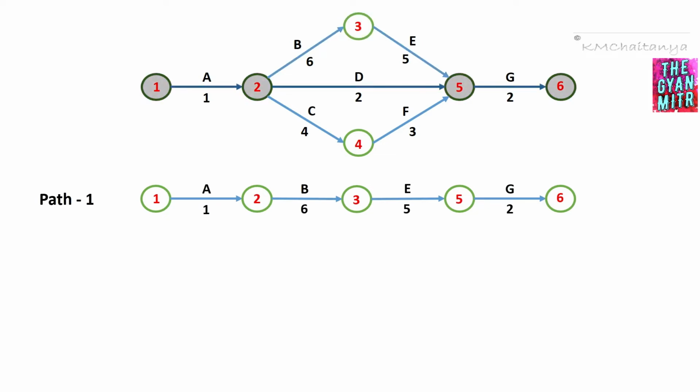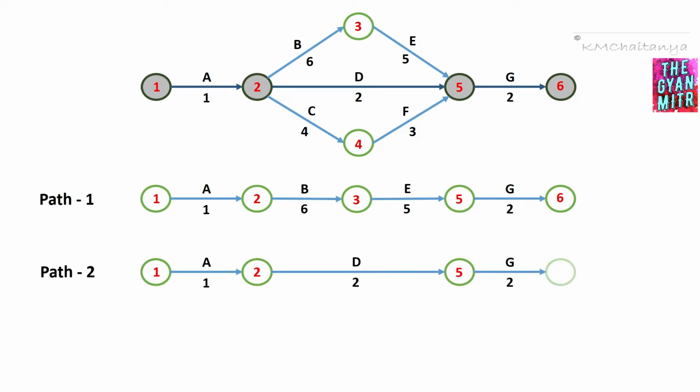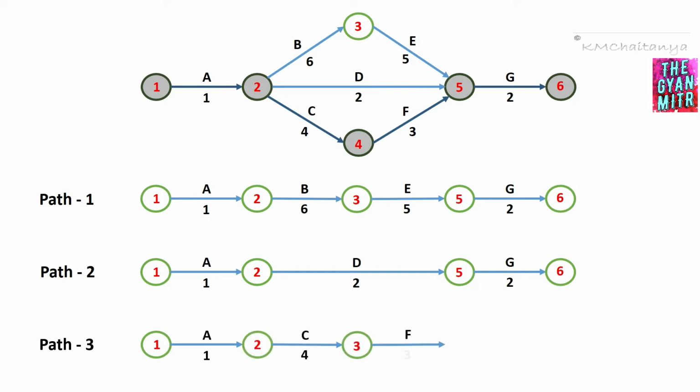We have the second path connecting events 1, 2, 5 and 6. Path 2 consists of activity A, activity D and activity G. That is my path number 2. We also have one more path, path 3, connecting event 1 to event 6 along with events 2, 4 and 5. Path 3 would be activity A, activity C, activity F and activity G. So these are the 3 different paths we can split from this network diagram.